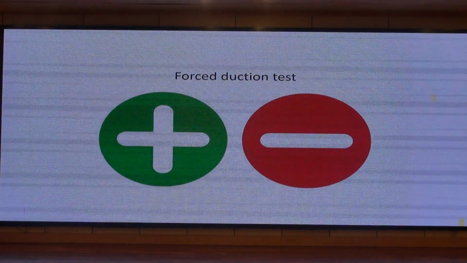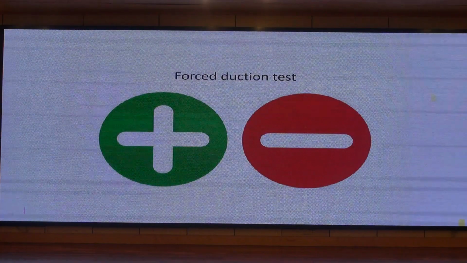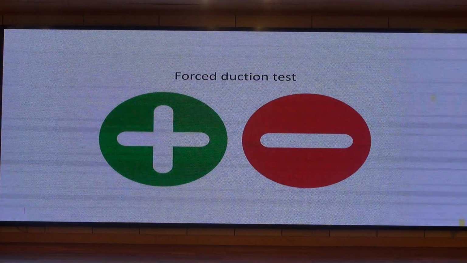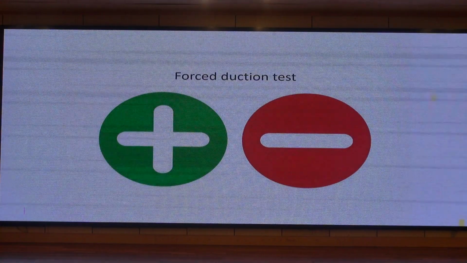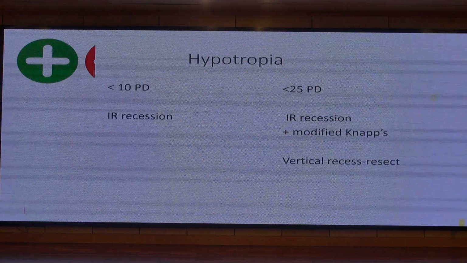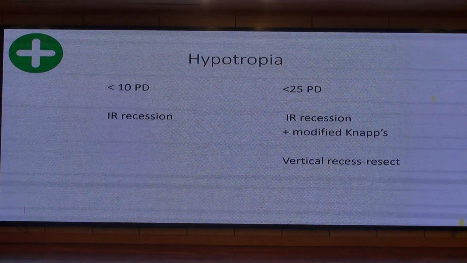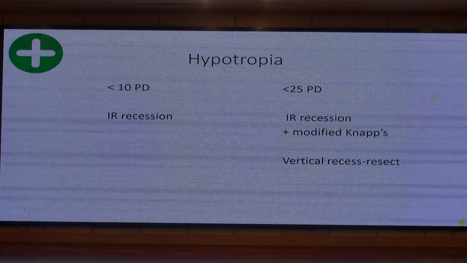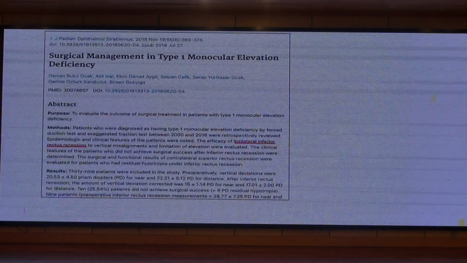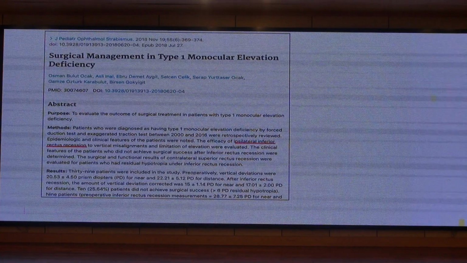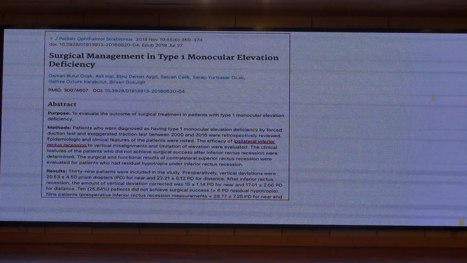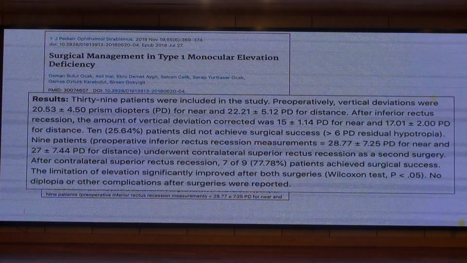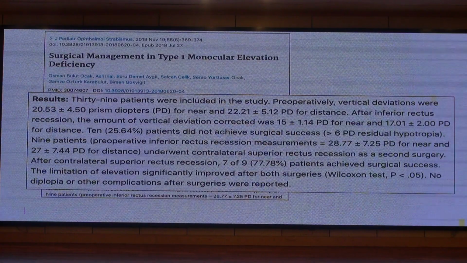For surgical correction of MED, the procedure of choice is determined by a fork reduction test, which ascertains whether the cause is periodic or restrictive. In the patient with a positive fork reduction test, inferior rectus recession is the first choice of management. This article shows the result of surgical management in MED type 1.